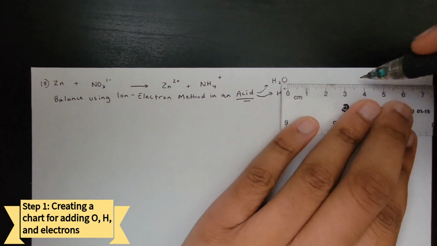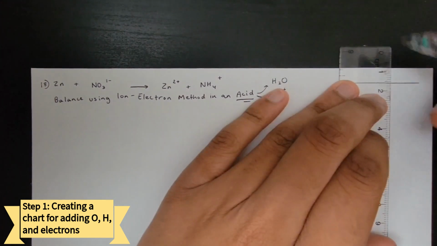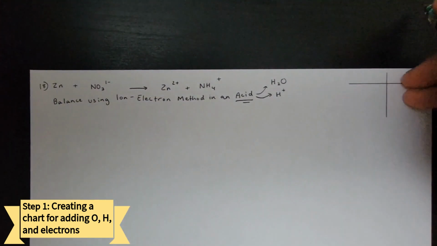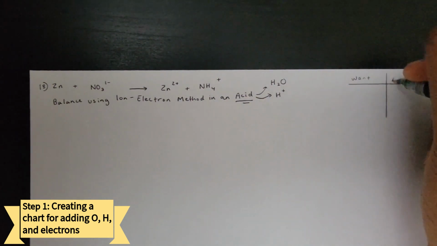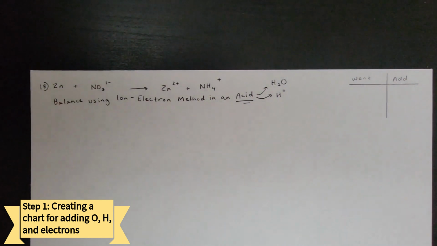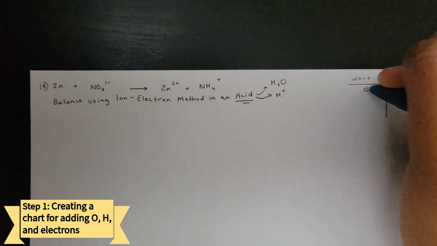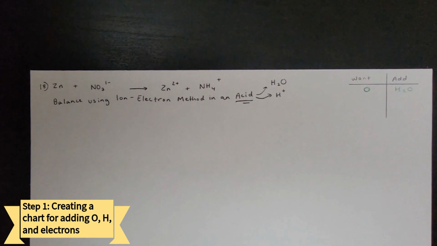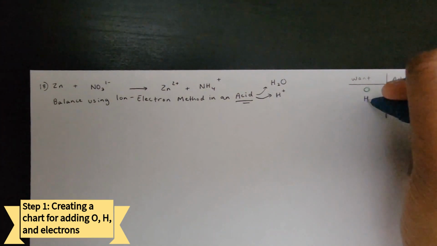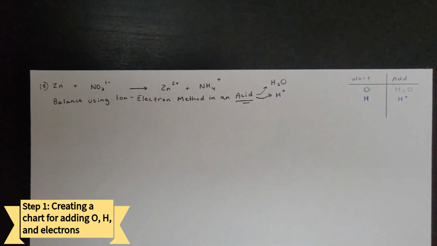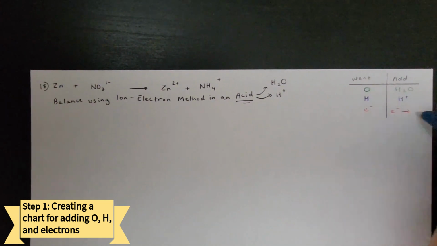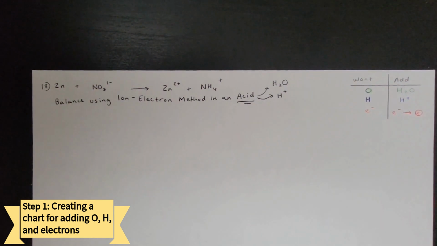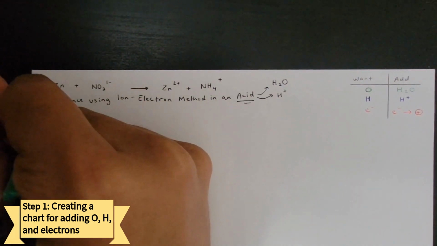Before we get to balancing, let's quickly make a table summarizing what to add if we want to balance each half reaction. On the left, it's what we want, and on the right, it's what we'll add. What we're adding is based on what can be found inside an acid, which includes H2O and H+. In green, let's write oxygen, and if we want oxygen, we'll add H2O to the equation. In blue, we'll write hydrogen, and if we want hydrogen, then we'll be adding an H+ to the equation. Lastly, if we want to add electrons, we'll be adding them to the more positive side of the half reaction.